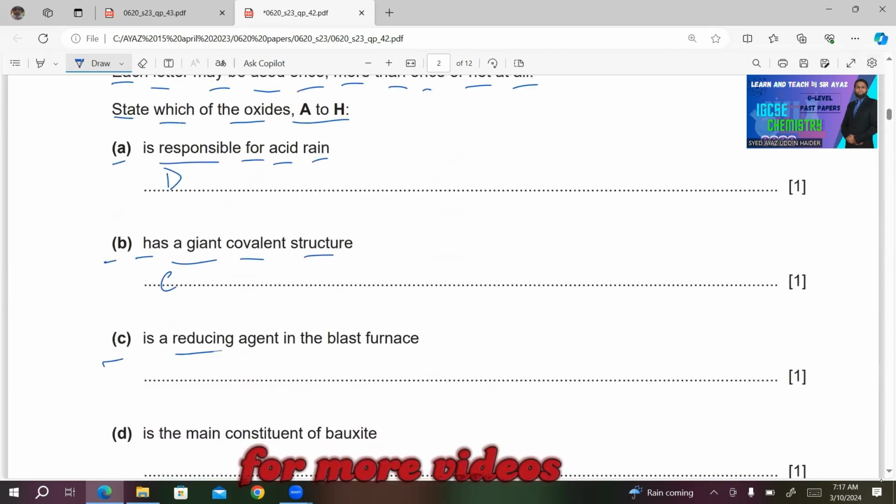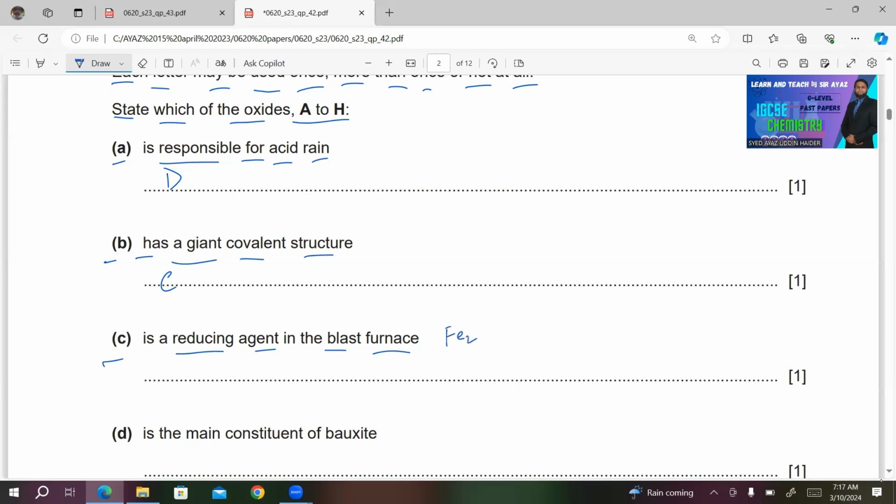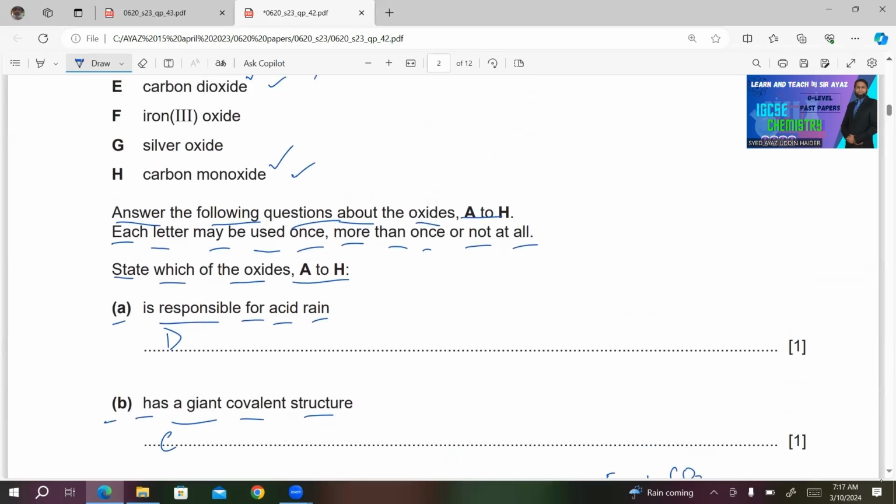Part C is a reducing agent in the blast furnace. In the blast furnace, during the reduction of iron 3 oxide, this is the reaction equation: Fe2O3, carbon monoxide is the main reducing agent. We will get iron and carbon dioxide. I'm not going to balance the equation this time. So carbon monoxide will be the answer for this part.